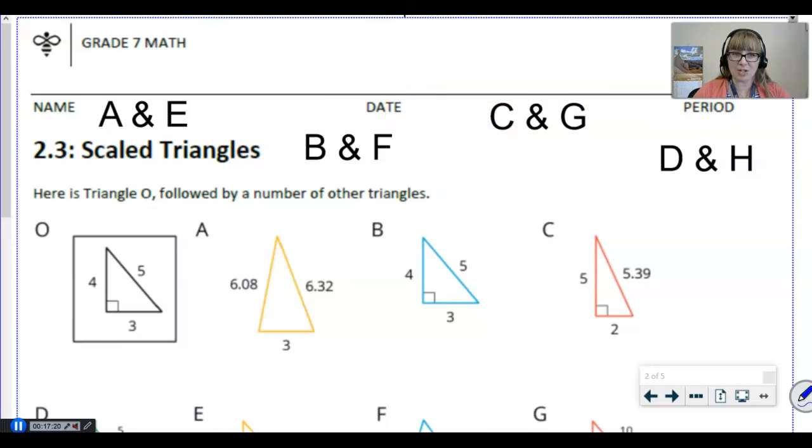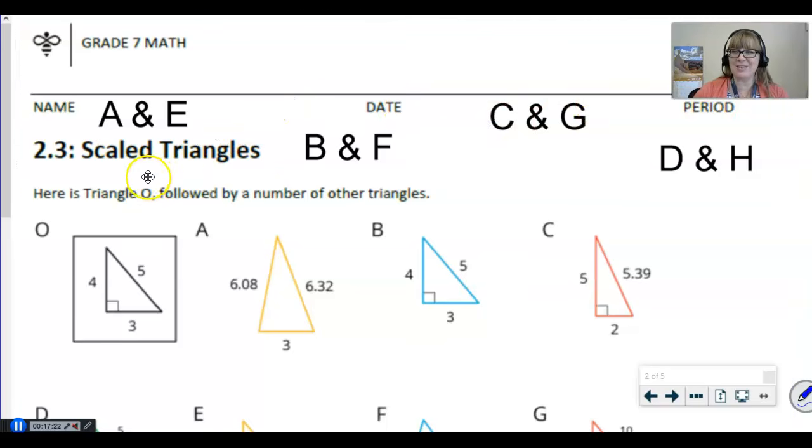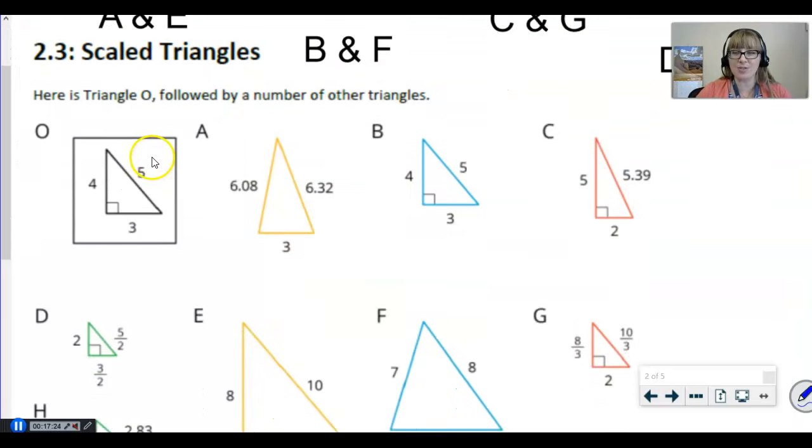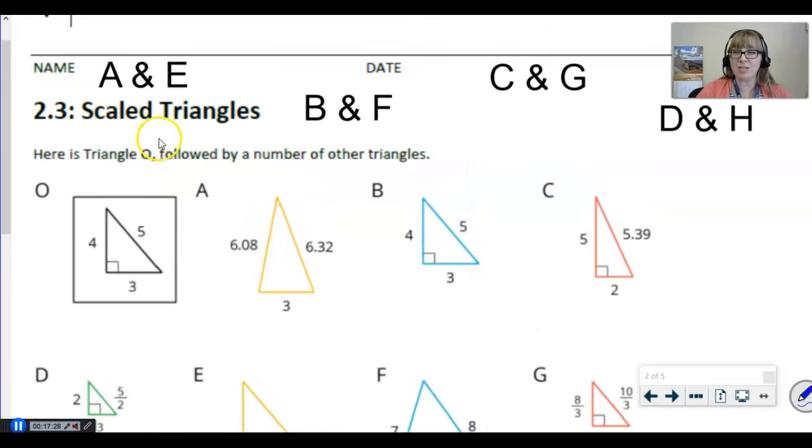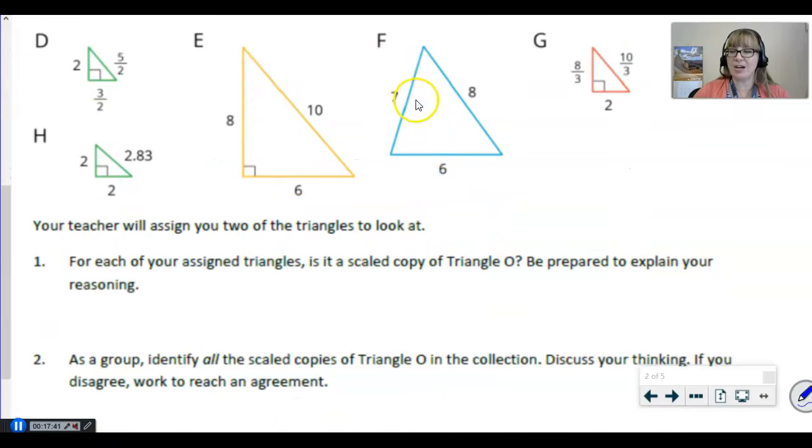Now we're going to switch gears a little bit. Our next activity here is scaled triangles. Triangle O is our original figure. And what I'm going to do is let you pick one set. Instead of me assigning it to you, you pick. Do you want to choose A and E, B and F, C and G, or D and H? You pick which one, and here are your directions.